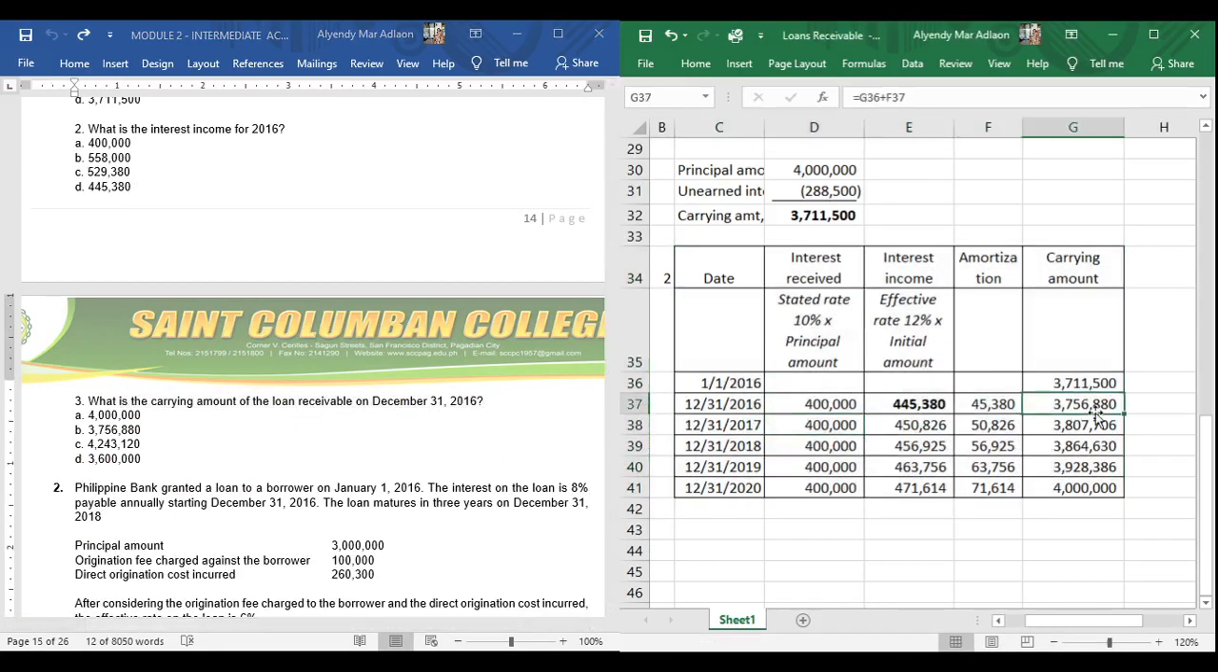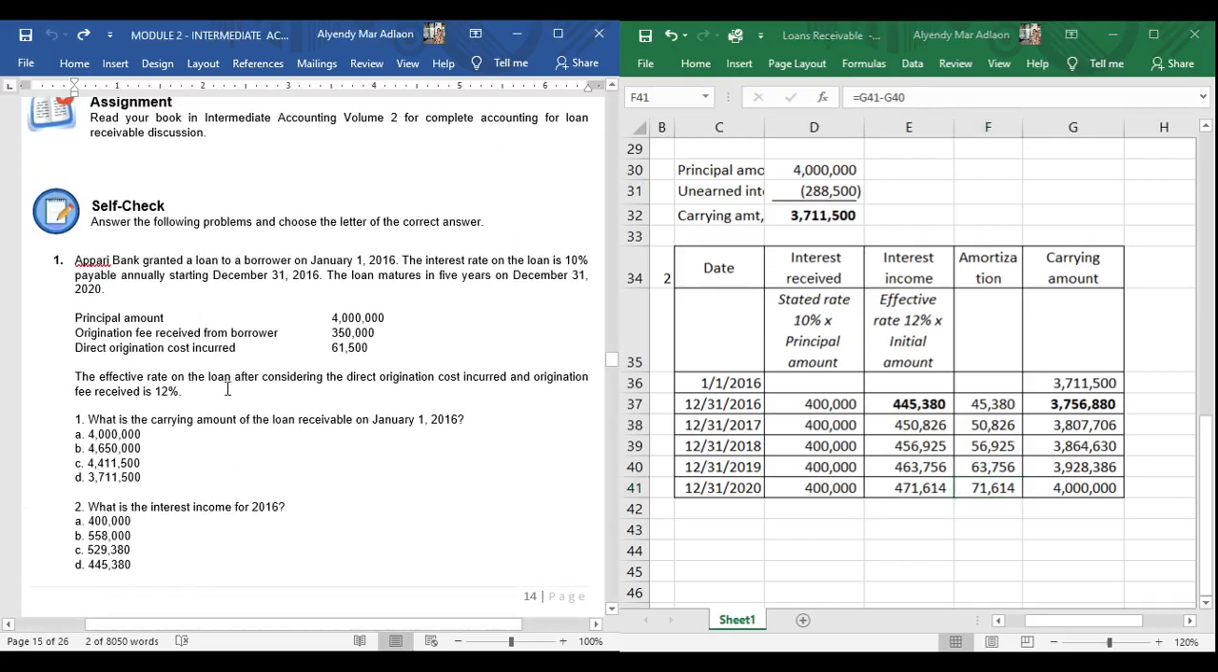Last question: what is the carrying amount of the loan receivable on December 31, 2016? That would be 3,756,880, and that is letter B. Okay? Class, please practice how to get this, because it would not always be that the answer can be found in the first rows of the table. It could also be in the succeeding rows. So, let's practice and speed up. Okay, that would be for our first problem, the Apari Bank. Now, let's proceed to our second problem.